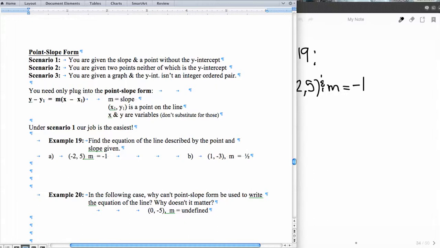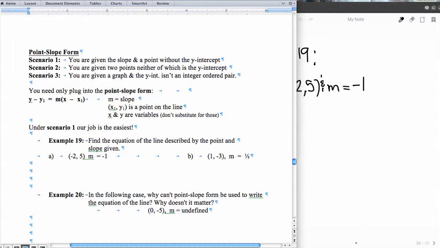So here's the point slope form. It's kind of messy looking, and I know it can be confusing, but it is doable. y minus y sub 1 is equal to m times x minus x sub 1. Now the x and the y that don't have subscripts, those are the variables. The m is the slope, and x sub 1, y sub 1 comes from an ordered pair. So what we're going to do is plug in for this x sub 1 and y sub 1.